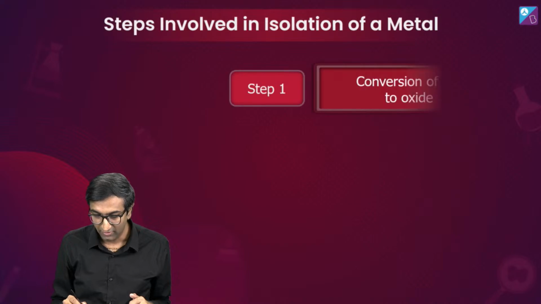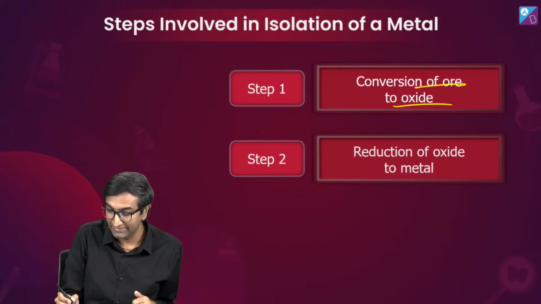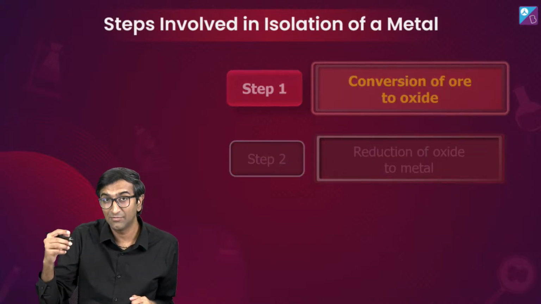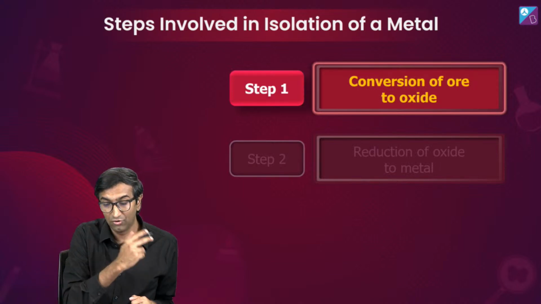Okay? So what is the first step? Conversion of ore to oxide. The next step is reduction of oxide to metal. The next step is what Ellingham diagrams are about. Right now we're going to look at the first step.